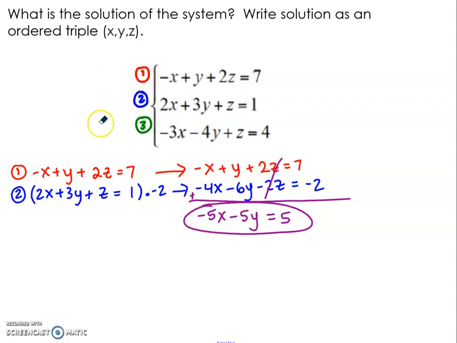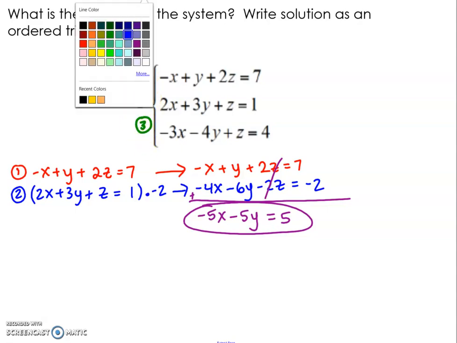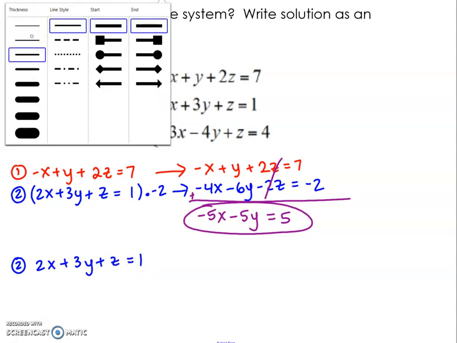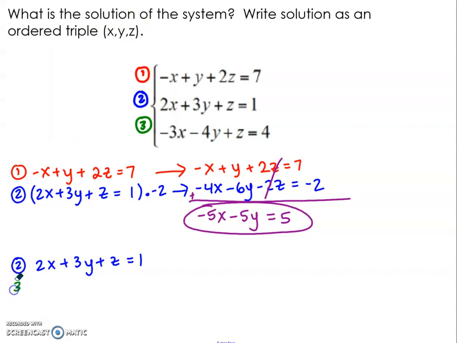Okay, the next thing I'm going to do, I have to use equation 3. So I can choose to use 1 and 3 or 2 and 3. So I'm going to choose to use 2 and 3 because the coefficients are already the same number, but I'm going to have to multiply by a negative for one of them. So let's just use the two equations we're going to use. So 2x plus 3y plus z equals 1, and I'm going to use equation 3 as well. So equation 3, we have negative 3x minus 4y plus z equals 4.